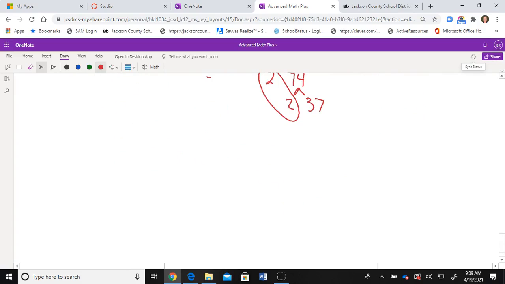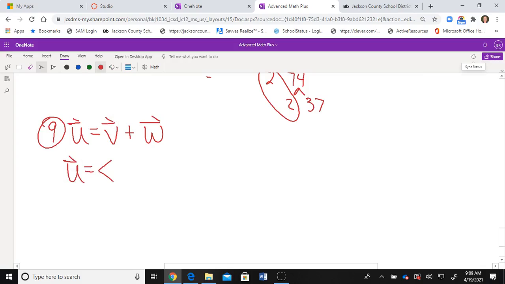Number 9. We'll change the pace here. It says U equals V plus W. Now, in the question on the paper, it tells you vector V and it tells you vector W. All you have to do is plug them in. I should put vector signs above them, but I didn't know how to do that on the computer. So, sorry about that.